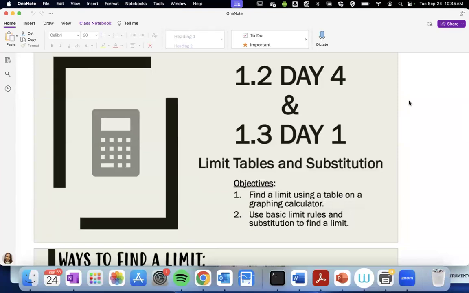Okay. So I decided to combine 2 lessons in one because I think we can do it. We're going to learn about limits with tables and substitution. Substitution is real easy. So, okay, here we go. You will need your graphing calculators, so get your graphing calculators out.